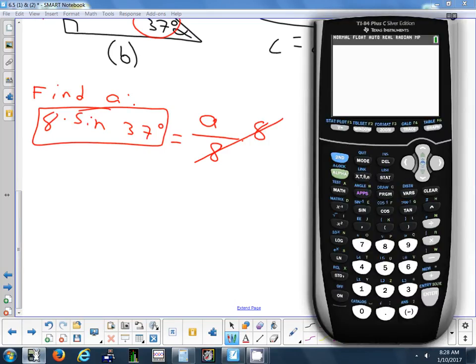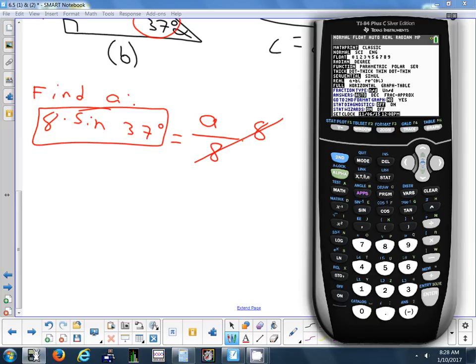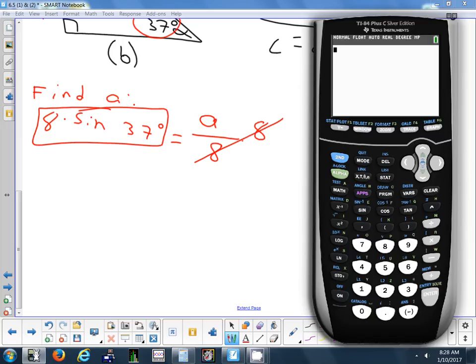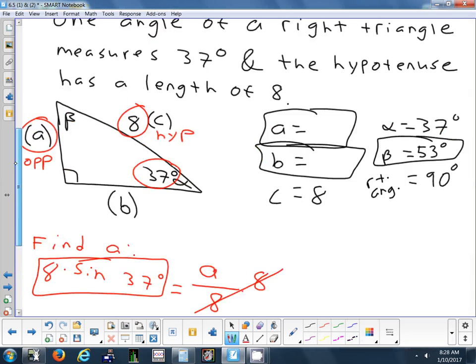All right. So before I type it in, what do I have to fix on my calculator? Yeah, I'm in radians. Okay, you can do right triangle trig in degrees. Nothing changes except the mode on the calculator. But we're doing degrees. So 8 sine 37 gives me about 4.81 units. Okay, that's the length of side A.